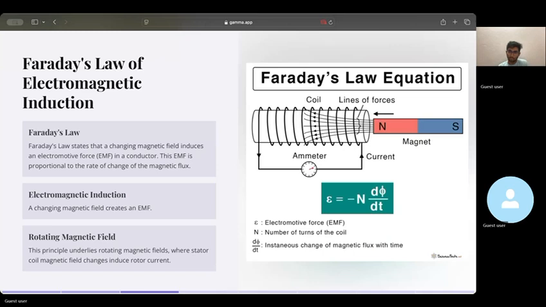Faraday's law. So what is Faraday's law? Faraday's law explains the whole concept of rotating magnetic field. Faraday's law states that a changing magnetic field induces an electromotive force in a conductor. So basically, it's saying that the movement of a magnet changes the current flow in a conductor.